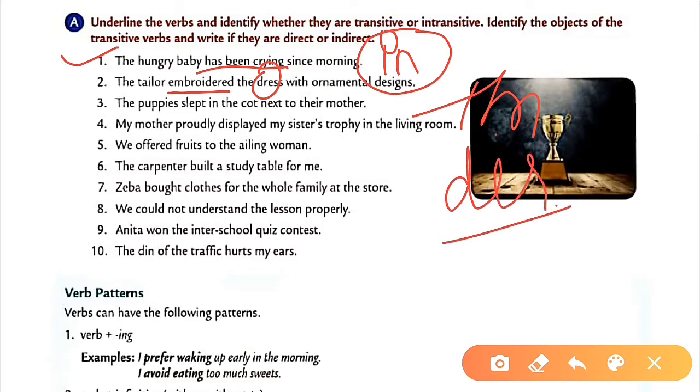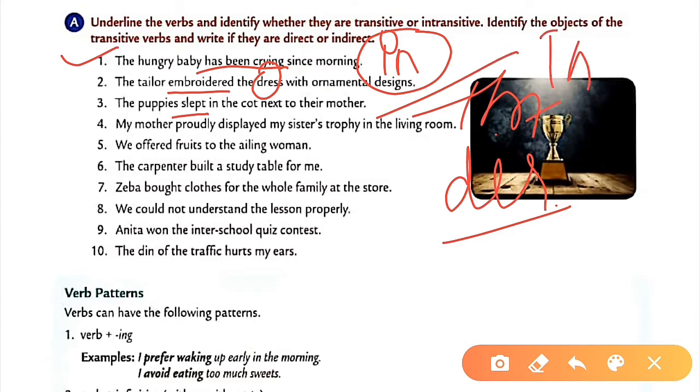Okay, next. The puppies slept in the cot next to their mother. So the verb is slept, and is there any object? No object. So it is your intransitive verb.